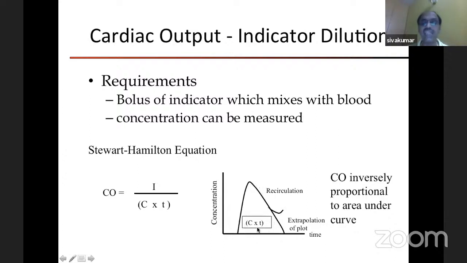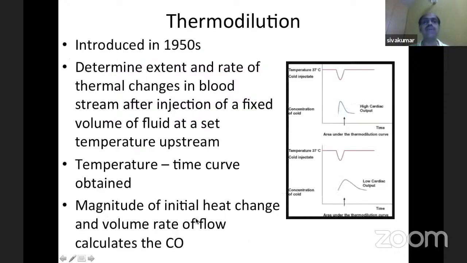The area under the curve is the denominator. The concentration into time is the denominator. I is the amount of injectate, and the cardiac output. All these things we need not manually do; it's machine done. So it goes by the principle of the Stewart-Hamilton equation, where cardiac output is the amount of injectate divided by concentration into time.